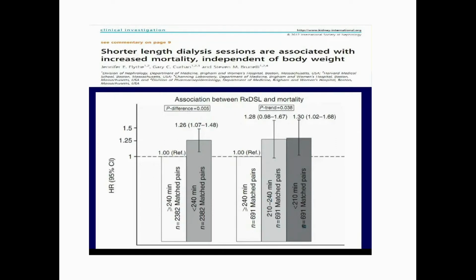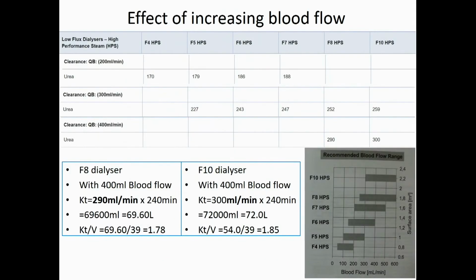It not only clears your toxins, even the phosphate clearance is much better, and beta-2 microglobulin clearance is also much better. So the shorter the duration, the more and more mortality they have. So the best is to do at least 4 hours. If you can do 5 hours, it's better.